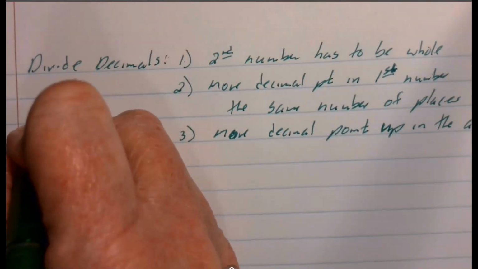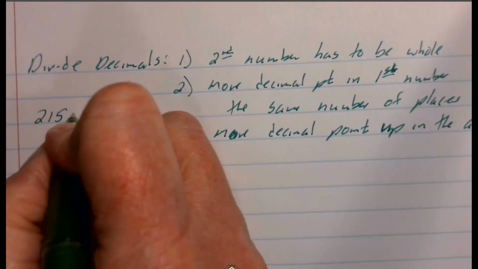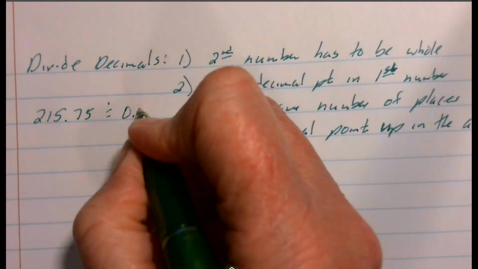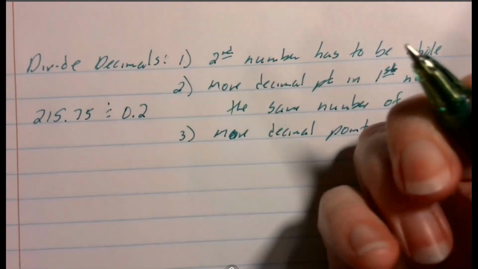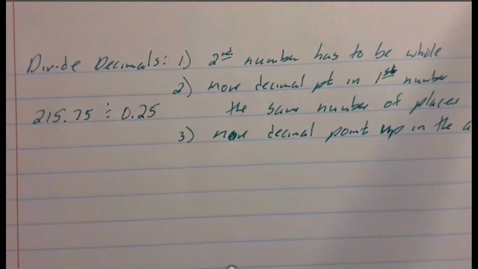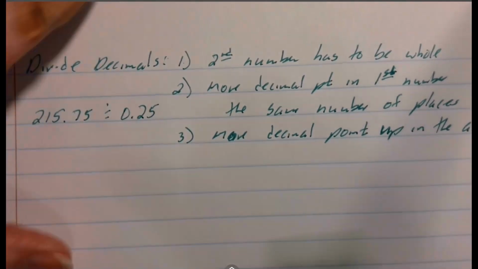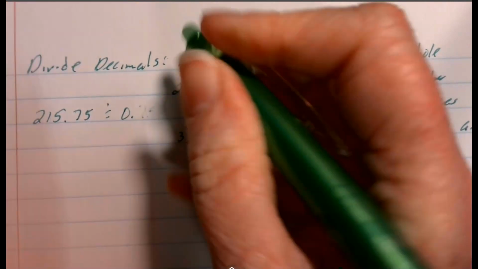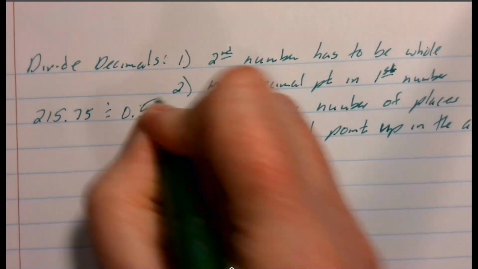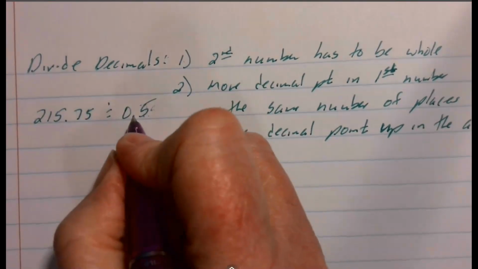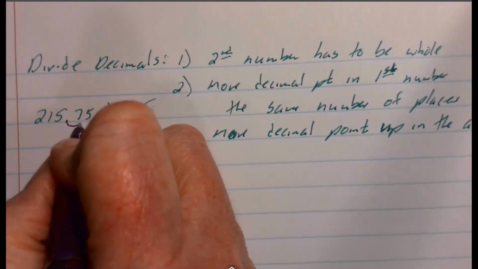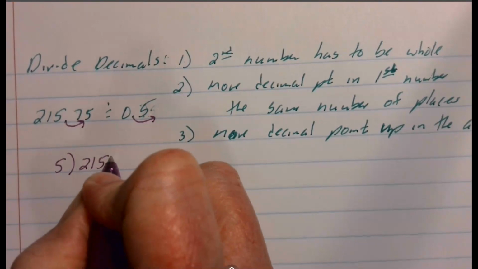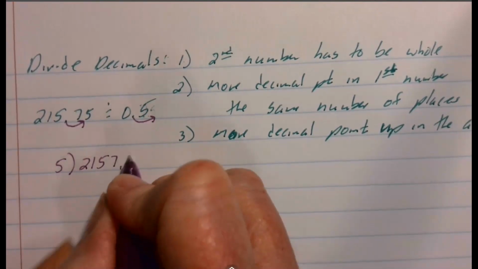So if I take, let's say, 215.75 divided by 0.25. Okay? No, I'm just going to go 0.5. Yep, I'm changing the problem. You should be using a pencil anyway, or an erasable pen, because we're in math. Okay? So move the decimal point one place. So that means I have to move the decimal point one place here. So I'm going to have 5 divided into 2,157.5.